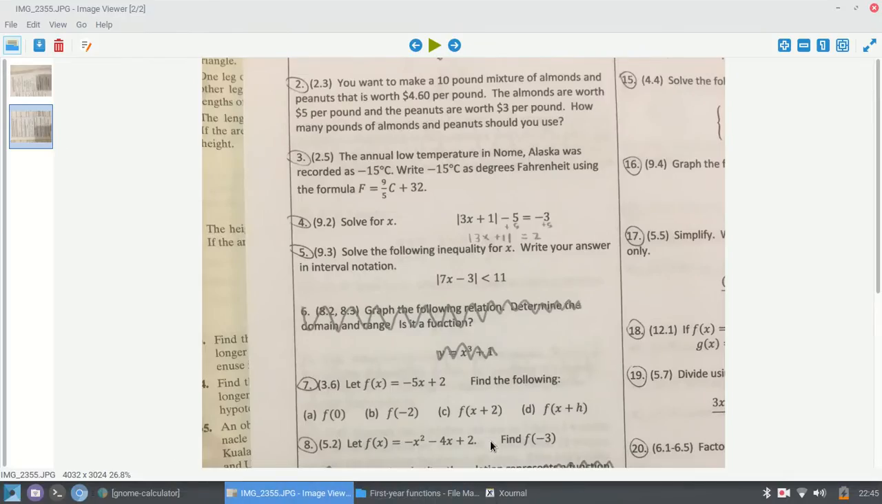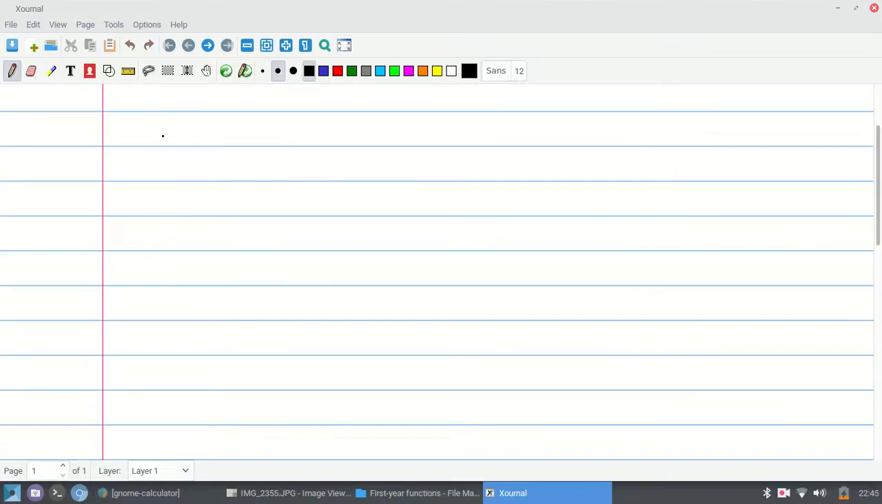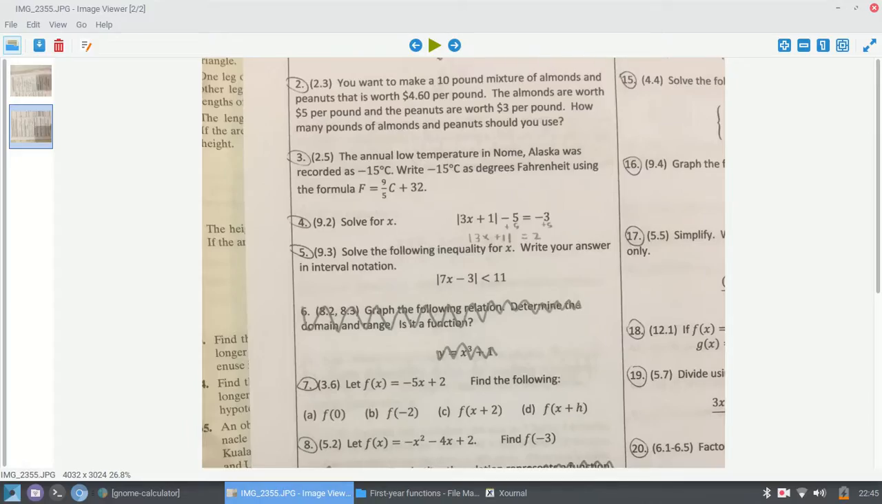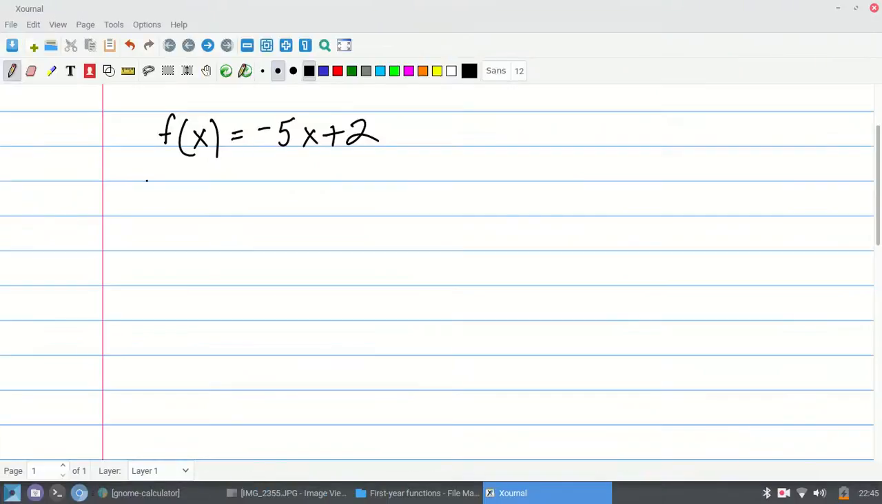Okay, next. We're at number 7. Let f of x equal negative 5x plus 2. Okay, what does it want? It wants 4 things. It wants f of 0 first. Now, what it means is, this is an input, right? So x is something you put in. Multiply it by negative 5 and add 2.